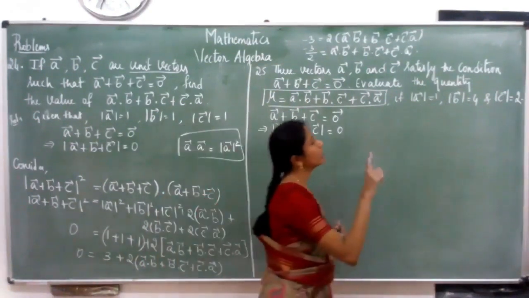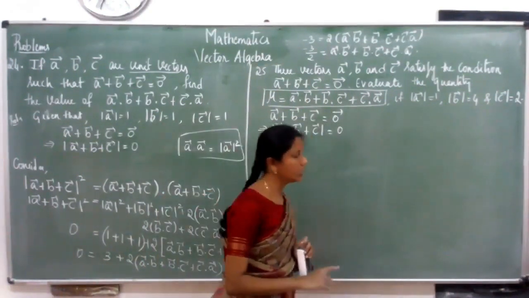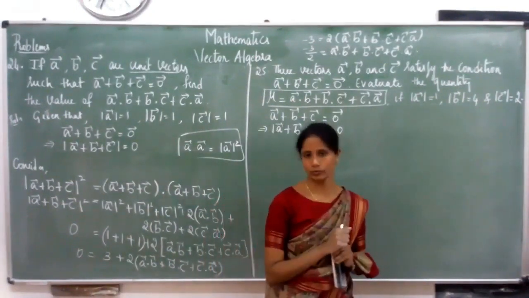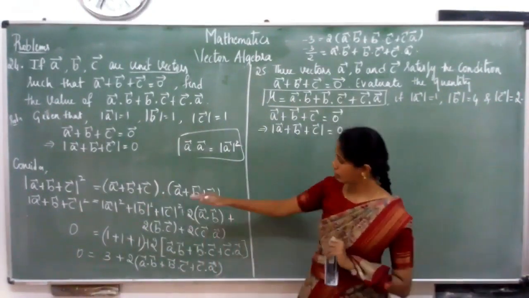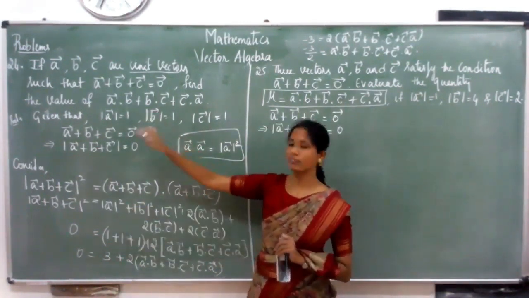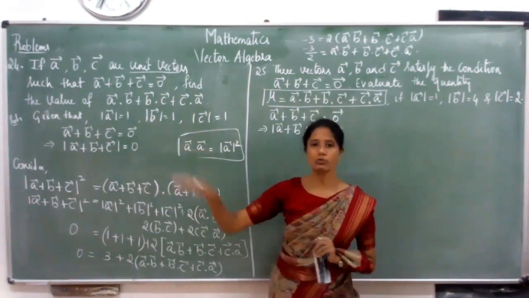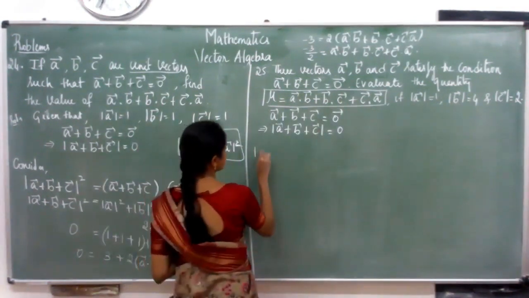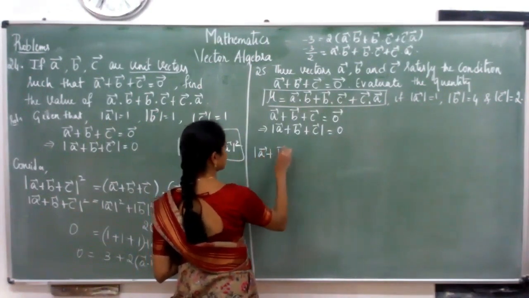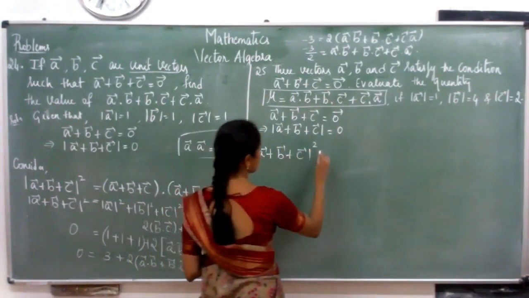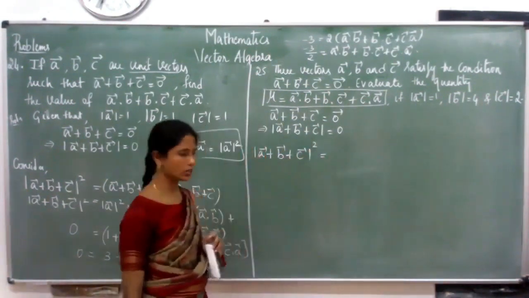But here, the magnitude of vector A is 1, magnitude of vector B is 4, and magnitude of vector C is 2. Again, we are going to apply the same formula. The only difference is that there they gave unit vectors, so all the magnitudes were 1, but here they have specified them. So let us solve it together. So consider magnitude of vector A plus vector B plus vector C, the whole square. So this can be written as what?